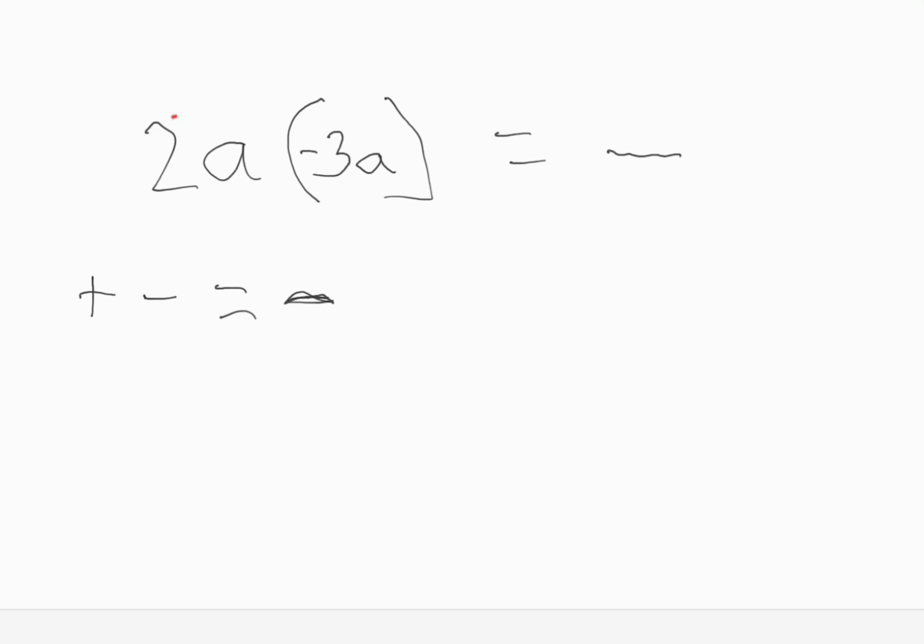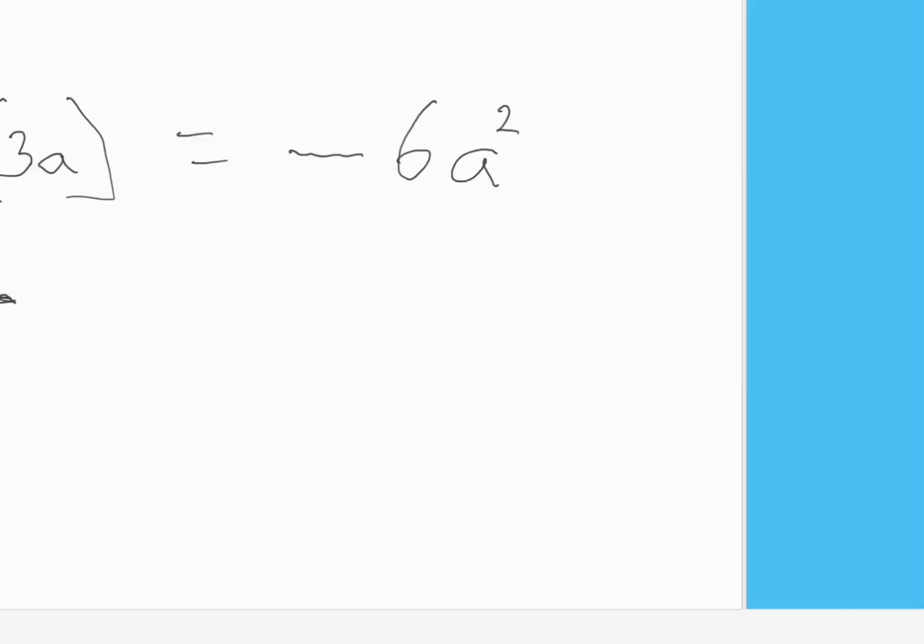Next, we're going to look at the coefficients. Here, the coefficient is 2. Here, the coefficient is 3. What's 3 times 2? 6. And lastly, we look at the variable. Here we've got 1a, and here we've got another a. What are the exponents? Well, we've got an invisible 1 here and an invisible 1 here. So if we're multiplying 1a and multiplying 1a, 1 plus 1 is 2. So that makes it a to the second power. So our answer is negative 6a squared, or negative 6a to the second power.